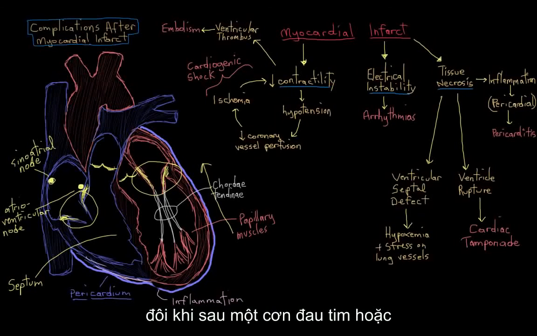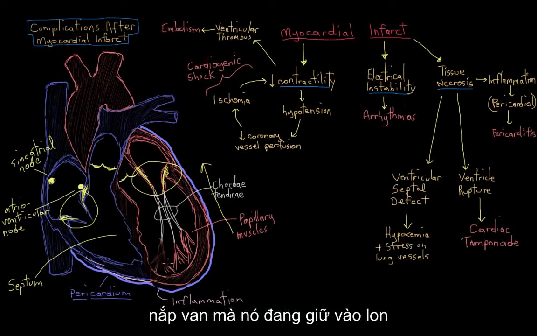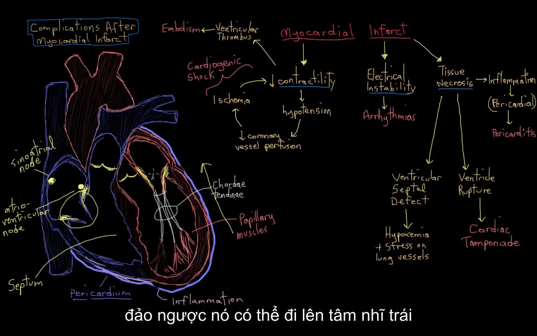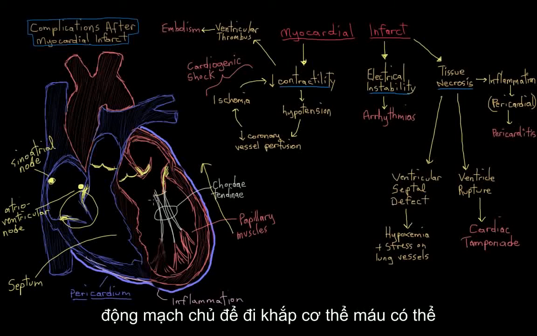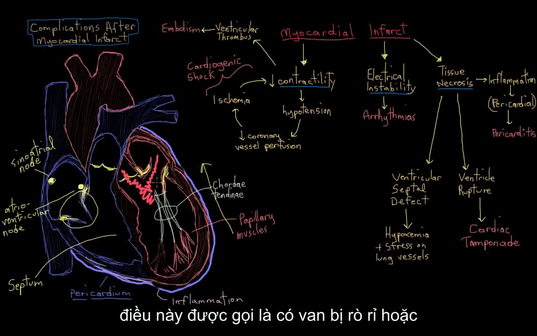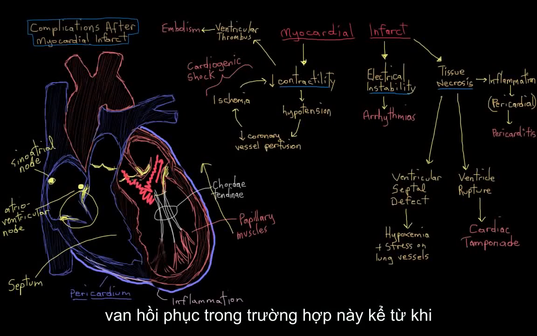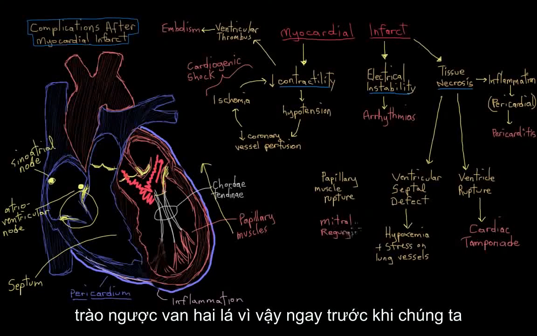And so sometimes after a heart attack, one or more of these papillary muscles will become necrosed. It'll die off. And when it dies off, all of a sudden the valve flap that it was holding onto can invert. It can go up into the left atrium. This means that when the ventricle contracts to push blood out into the aorta to get around the body, blood can now get back up into the left atrium. This is called having a leaky valve or a regurgitant valve. In this case, since it's the mitral valve, we call this mitral regurgitation.